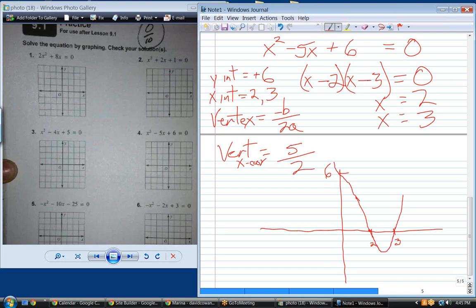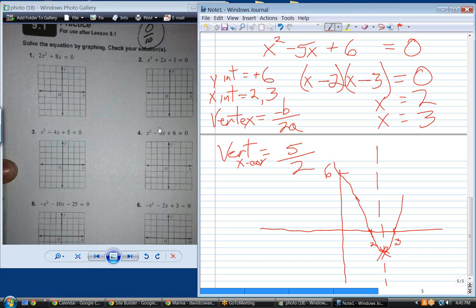So without a vertex, I know the line of symmetry of the vertex is 2.5 or 5 halves, and that makes sense. It should be halfway between 2 and 3. But I don't know this point here. And in order to graph it, I want to know that point, at least if I want to graph it properly. I don't need that point in order to solve the equation. If the only thing I have to do is solve this equation, I solved it as soon as I came up with the x-intercepts.